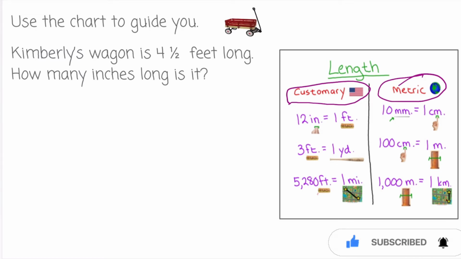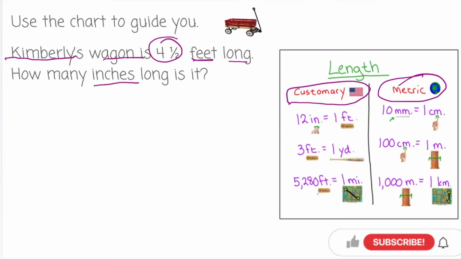So in this case, it says that Kimberly's wagon is 4.5 feet long. I want to know how many inches is 4.5 feet. So I have made a chart here for you because it does make your life easier. In this chart, we are going to look at feet and inches. I know every time I see 1 foot, it gives me 12 inches. So with that said, let's do some business.